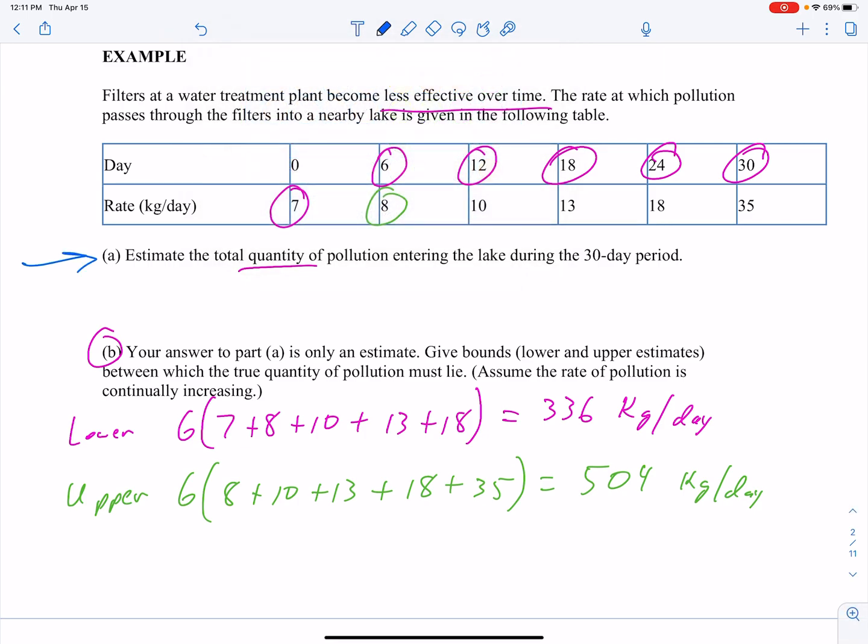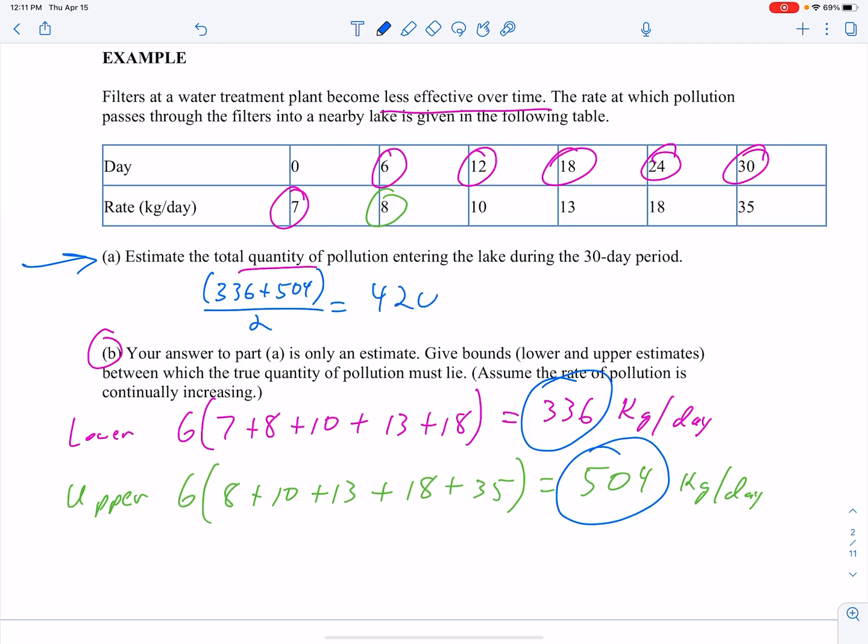So again, we have a lower and an upper estimate here. When the question says estimate the total quantity of pollution entering the lake during the 30-day period, what we're actually going to do is take the average of the lower and the upper estimate. So we take the lower, 336, plus the upper estimate, and divide by 2, right? When you average things, you add them up and divide by the number of items you have. If you punch that into your calculator, make sure you use parentheses appropriately, the answer should be 420 kilograms per day. So that's an estimate.